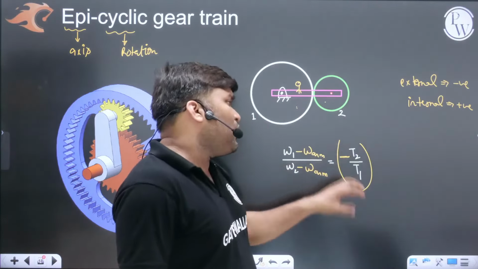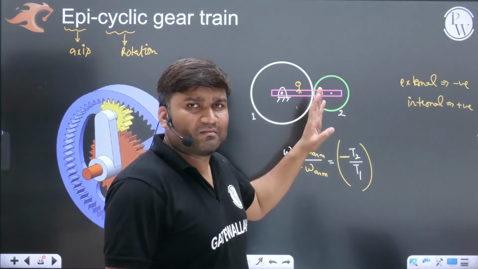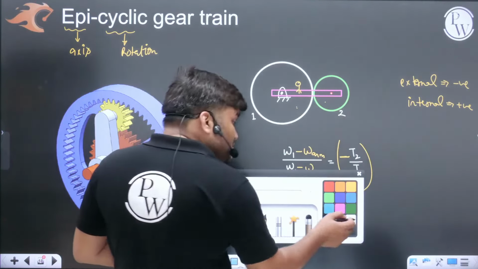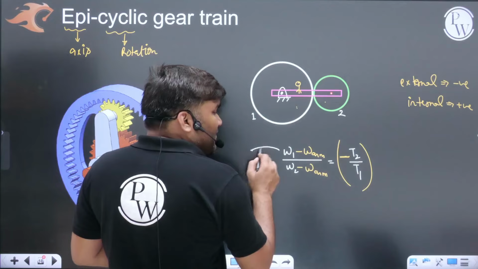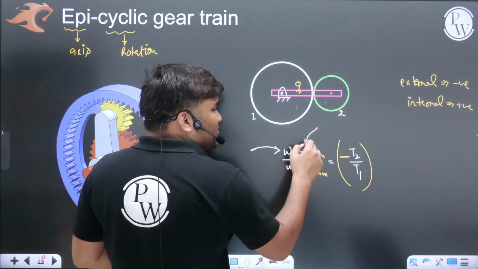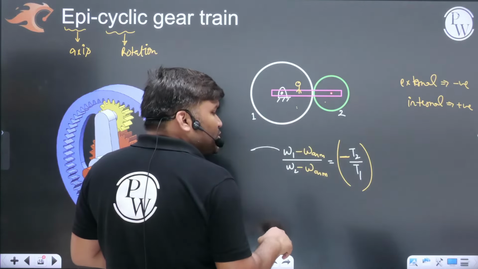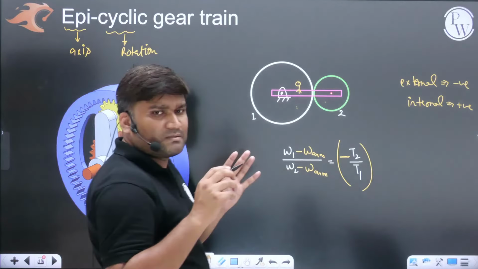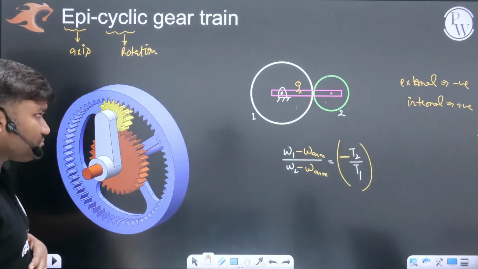And once you have put all the minus and plus signs and everything, put down all these values: omega 1's value they have given, omega arm's value they have given, and then you can very easily solve these kind of questions, beta. I will tell you how we solve it. I will tell you. Clear?